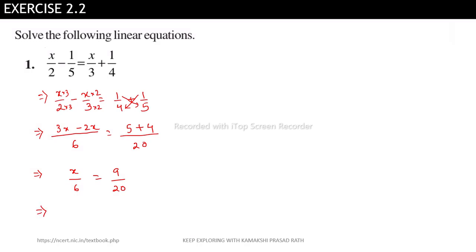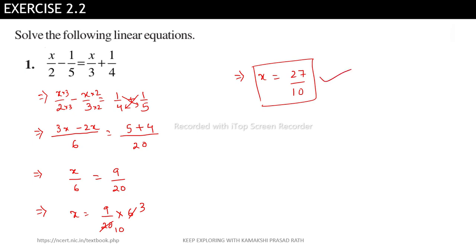Now on the left hand side, 6 is divided, so when it moves to the right hand side, it has to be multiplied. We look for cancellation. 6 and 20 are both even numbers, so we can cancel by 2. 2 threes are 6 and 2 tens are 20. So finally we have x equals 9 times 3 is 27 by 10.